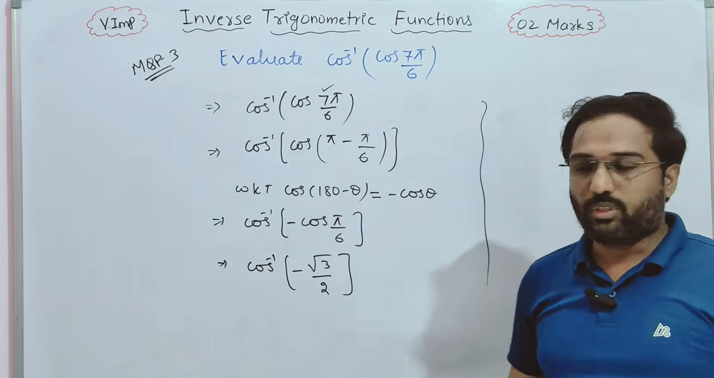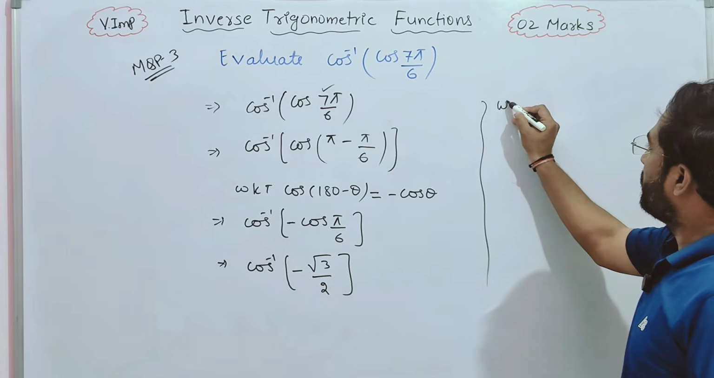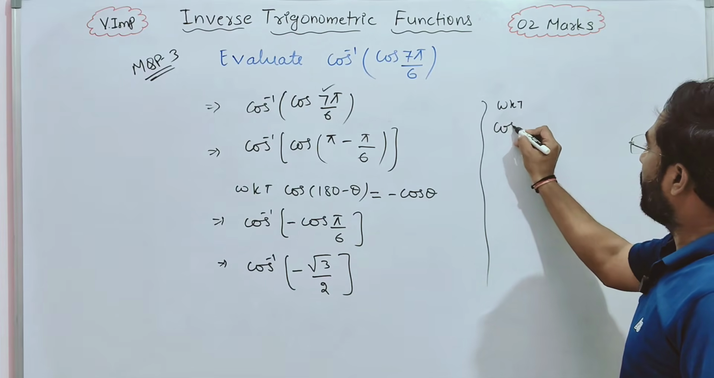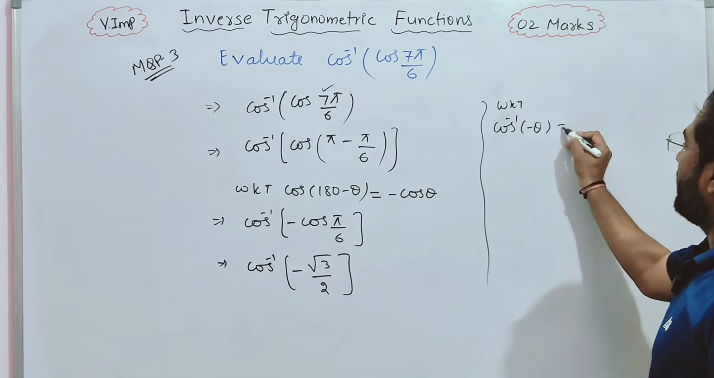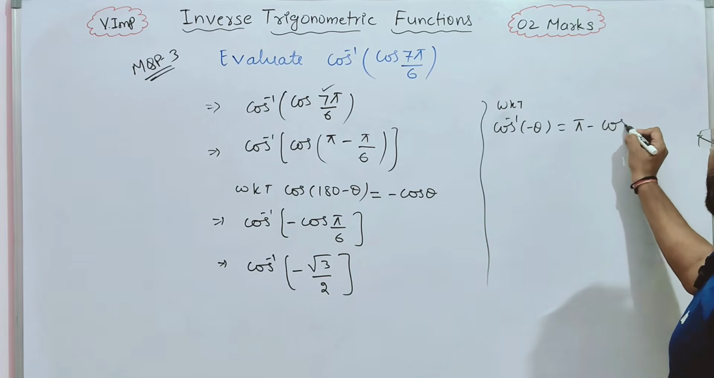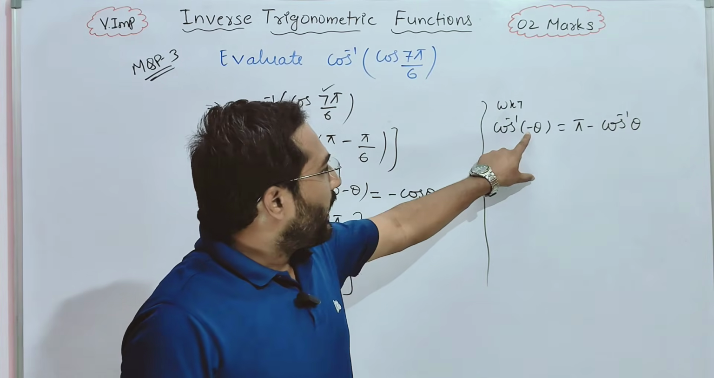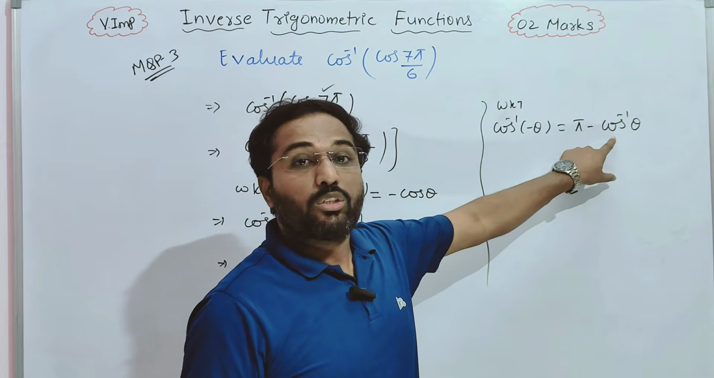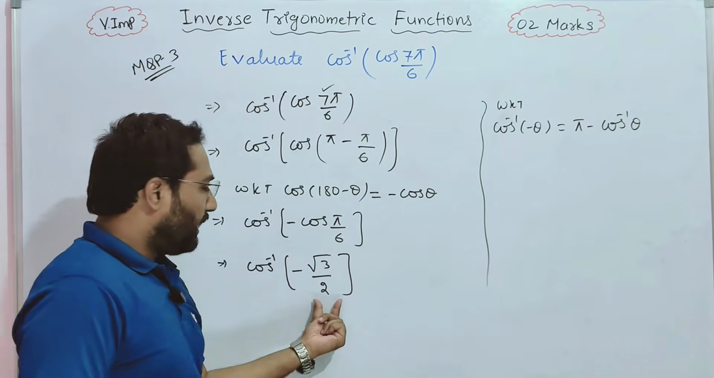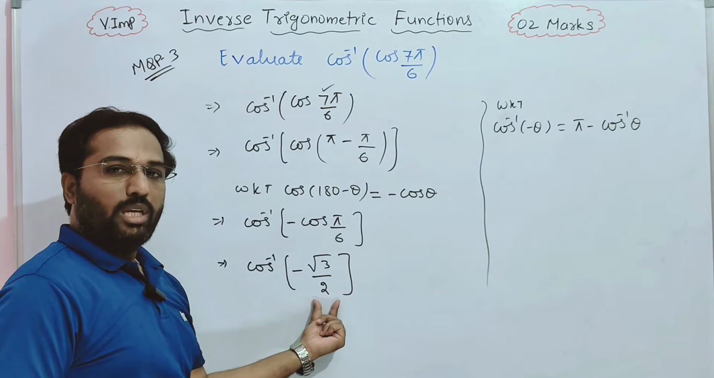We need to make it a positive. What is the formula to be used for converting? So we know that cos inverse of minus theta is nothing but pi minus cos inverse of theta. This formula is to be used to convert a negative angle into a positive angle for the cos function. So here theta is root 3 by 2.